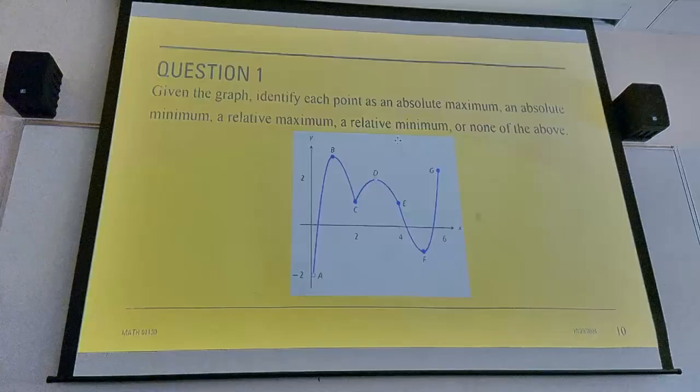So look at point A. What is point A? Well, that's undefined. So of those 5 options, which one is it? Yeah, it's none of them. For that very reason. The point doesn't even exist. What about B?